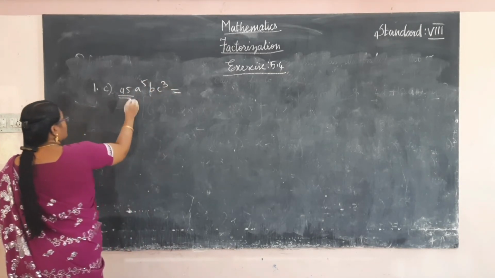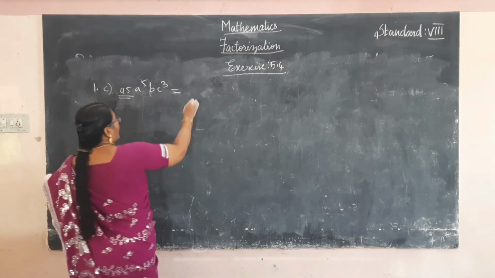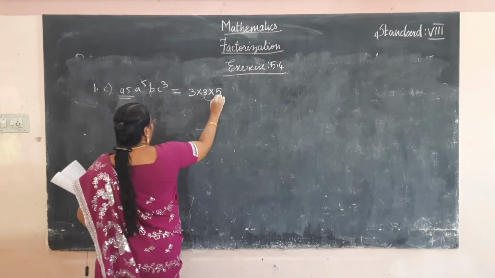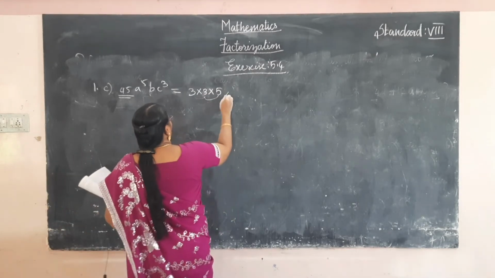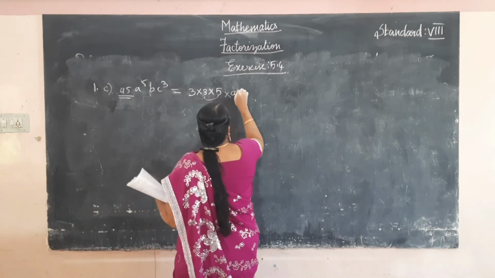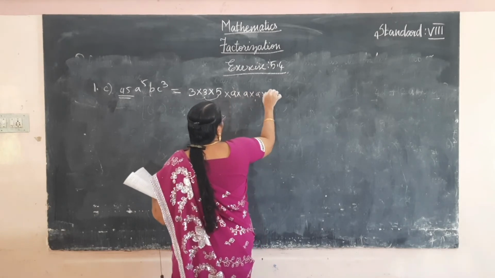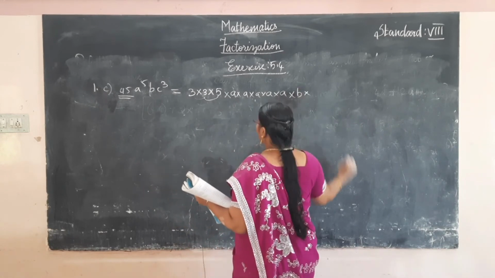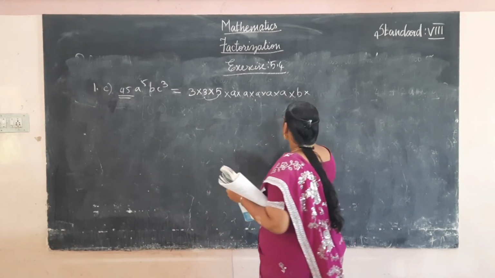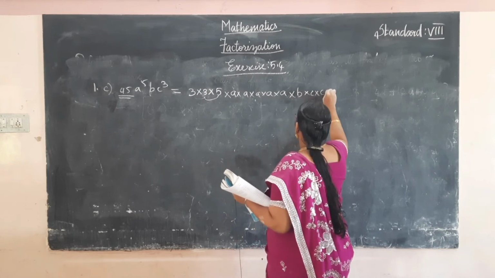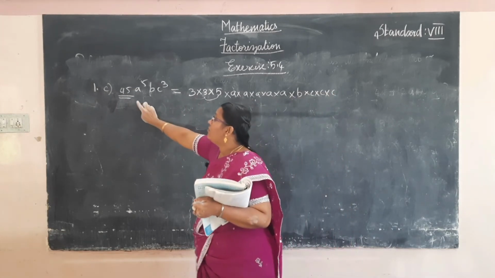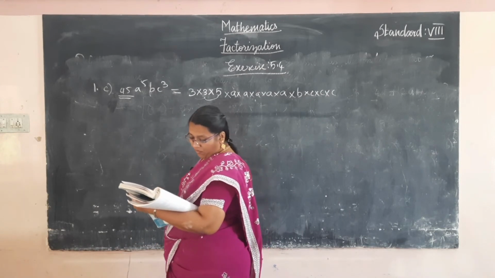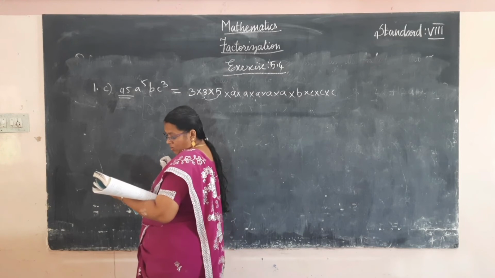So what are the factors of 45? 3 into 3 into 5, is it? 3 3s are 9, 9 5s are 45. What are the factors of a power 5? Multiply a by itself 5 times. And then b, and c power 3 means c multiplied by itself 3 times. These are all the factors of 45 a power 5 into b into c power 3. Remaining problems are homework. Find the common factor of the following monomials.